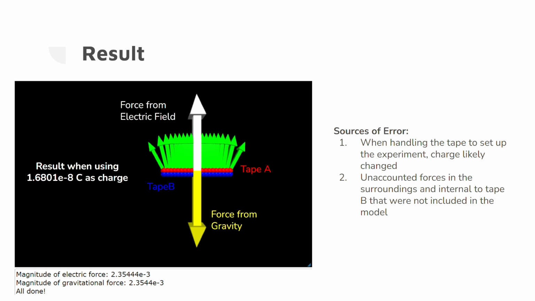As you can see, the force from gravity and the force from the electric field are equal, and we found that by guess and checking our Q value. Ultimately, our Q value came out to be 1.6801 times 10 to the minus 8 coulombs.